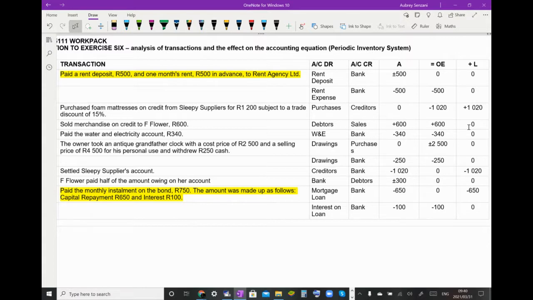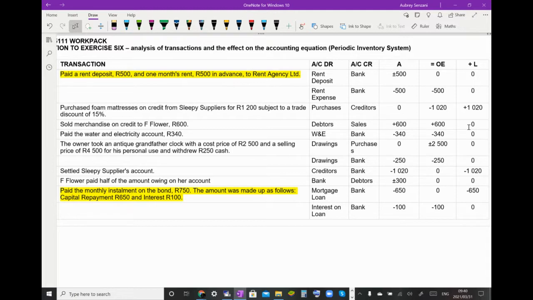We paid the water and electricity account, 340. If they don't tell us whether we paid cash or on credit, we can always assume that we paid cash. So then we know bank is affected. We're going to credit bank because we're losing money, and then water and electricity we're going to debit because it's an expense and we are incurring it. Negative 340 in assets for bank, negative 340 in owner's equity for water and electricity.